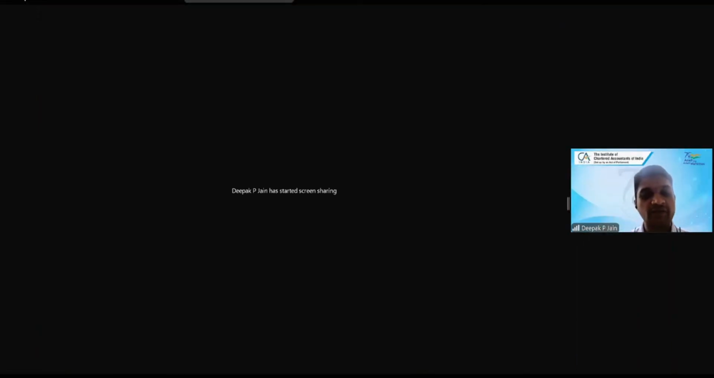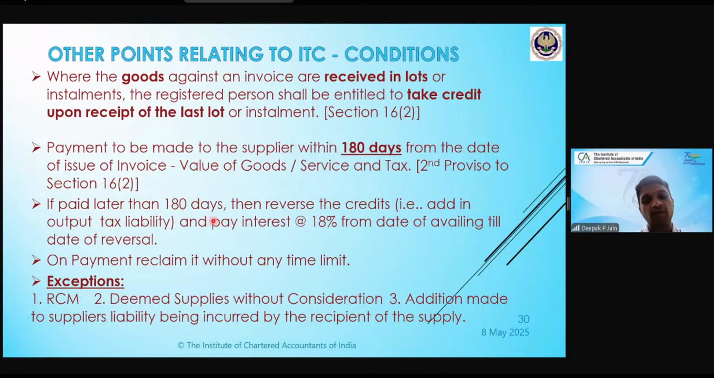The next condition is 180 days payment. Apart from these conditions, there are provisions which give you two more conditions, saying that all the payments should be made to the supplier within 180 days. Whatever you purchase, you need to make the payment to the supplier within 180 days. That is the second provision.